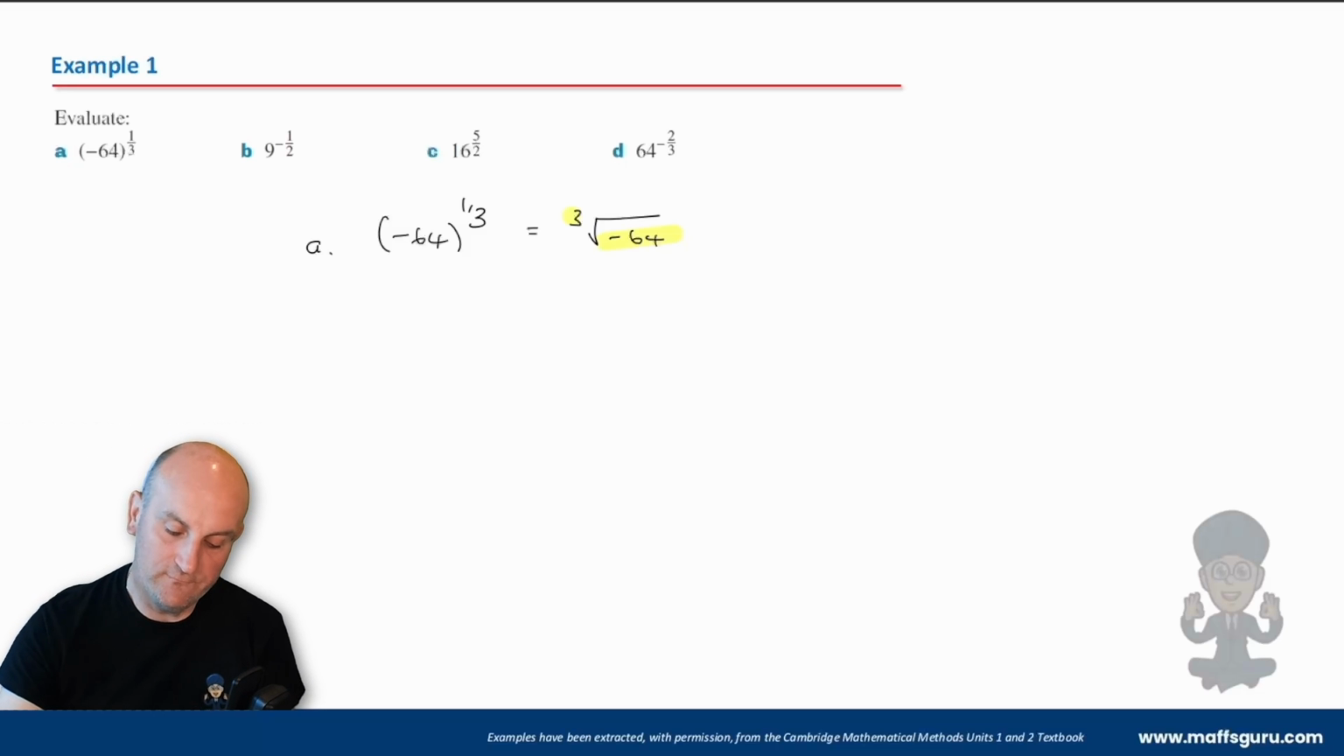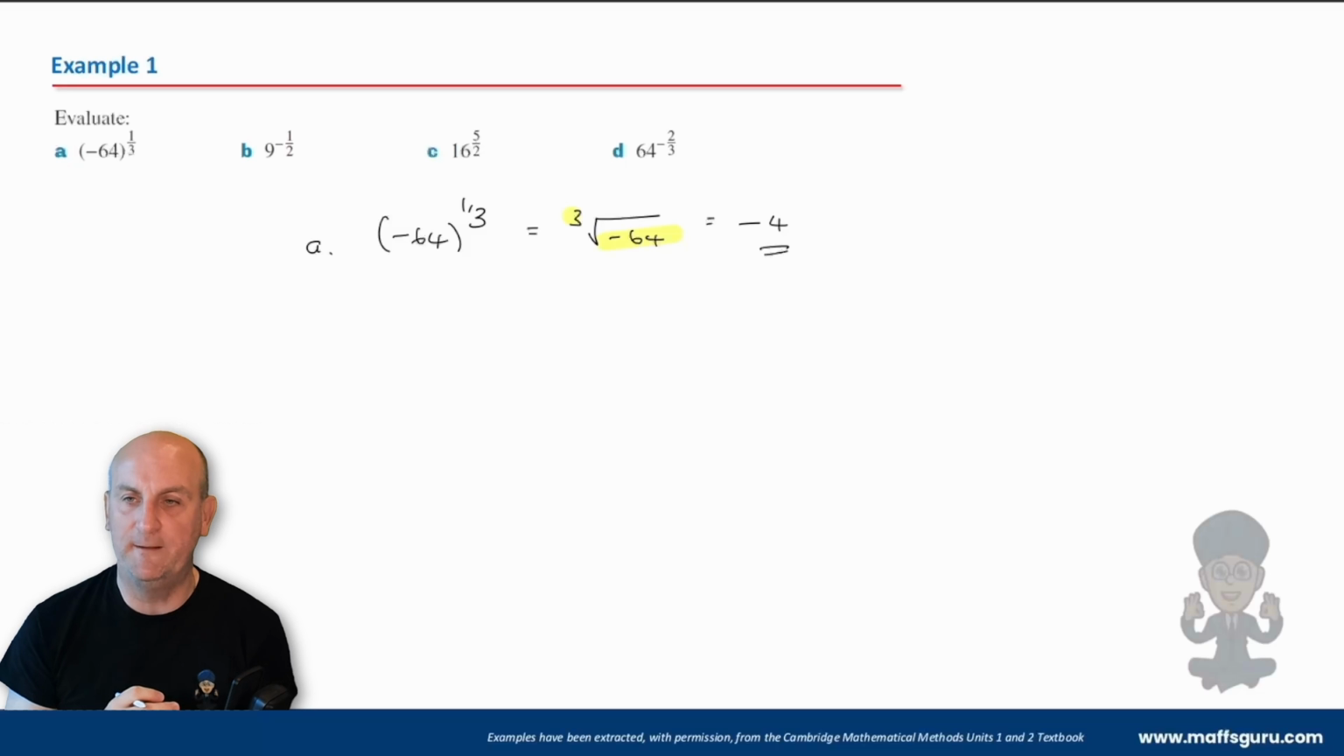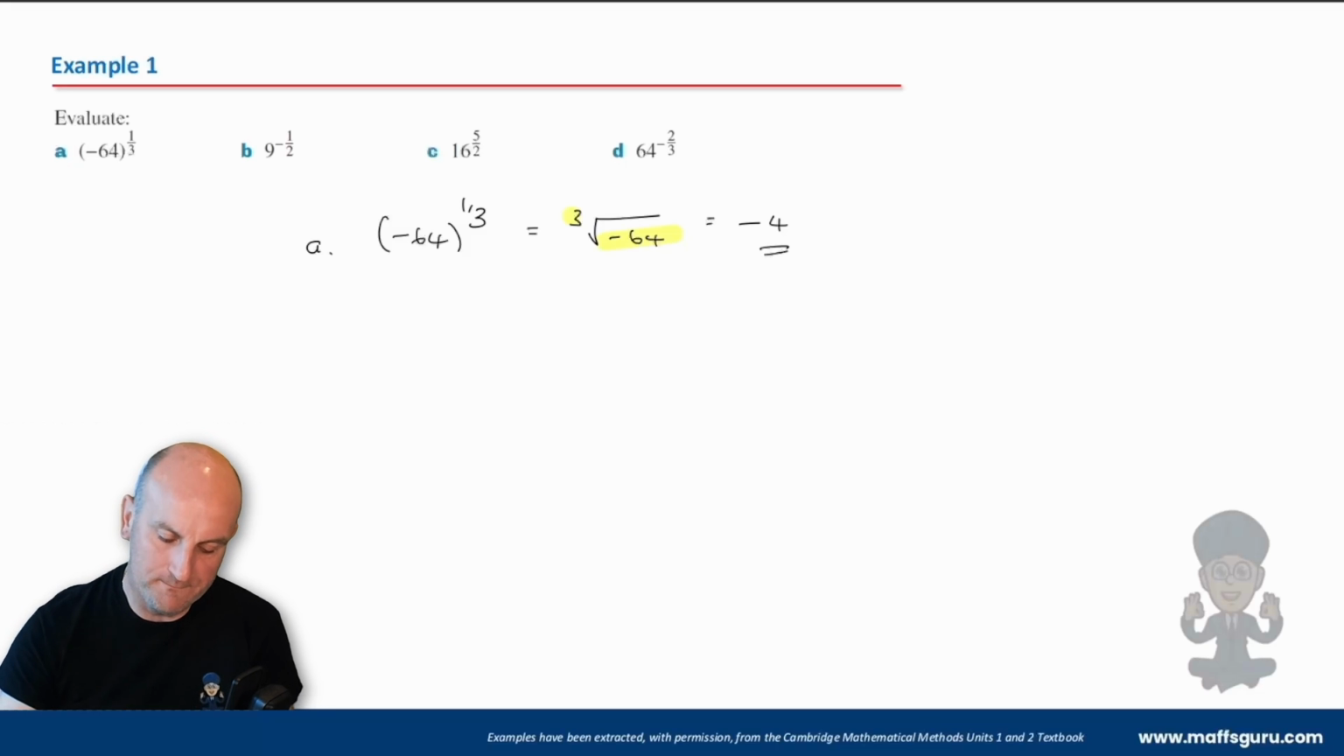Well, in which case, hopefully, that's going to give me -4. Now, of course, you could put this into your calculator, but I would imagine these type of questions would be on a non-calculator paper. -4 times -4 is 16. Times that by -4 gives me -64. We're done.